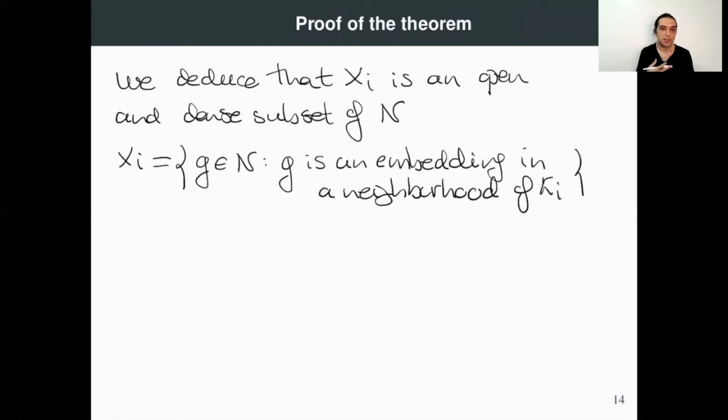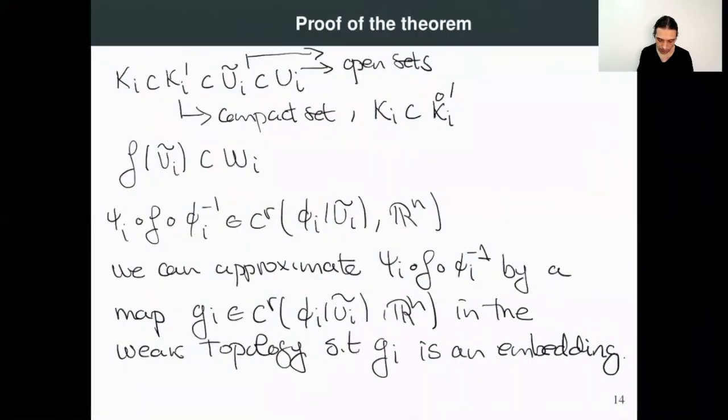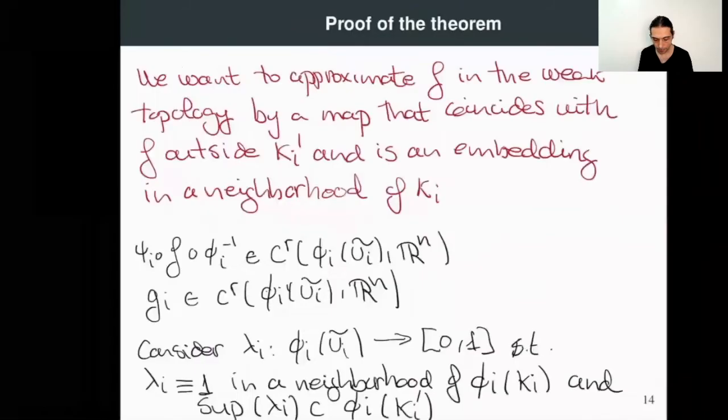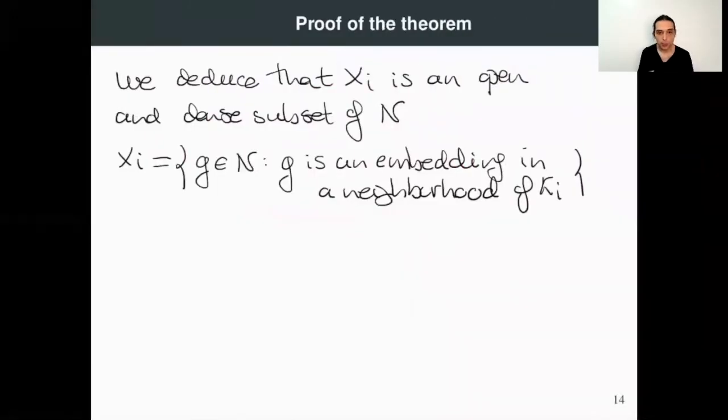Now, okay, this is assuming that the image of Ki is contained in a local chart of M, but if that doesn't hold true, what we can do is divide Ki in a finite number of compact subsets such that the image of every one of them is contained in a local chart, and adapt this argument that we just did. And that's doable. It's a reasonably simple adaptation. Okay, so we have that this Xi is an open and dense subset of N.